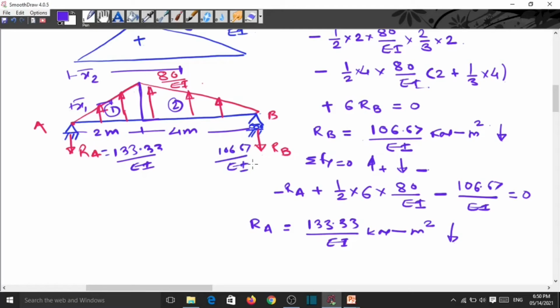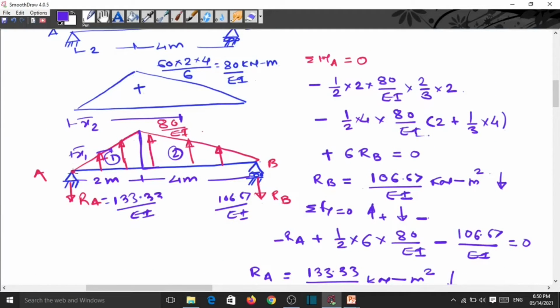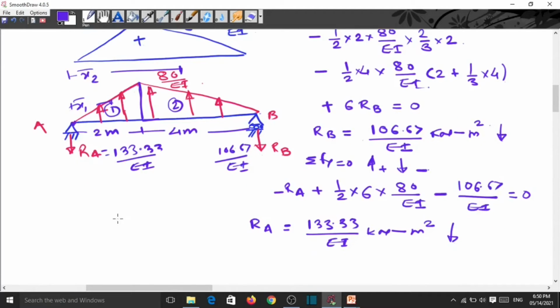Now next is we have to find the slope. Slope at A means at here. So we can say that slope at support A is equal to the shear force at A in conjugate beam.